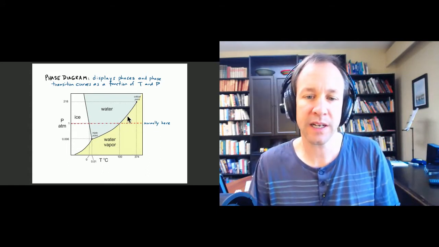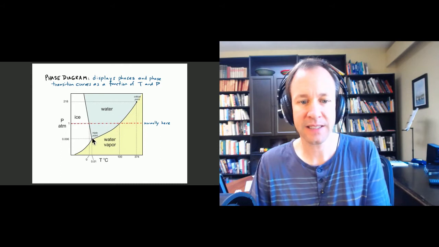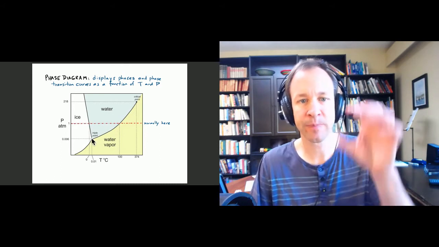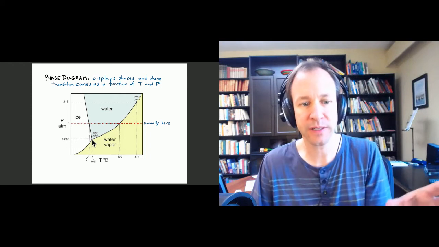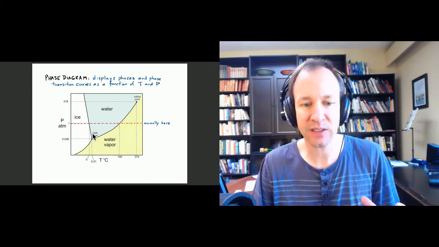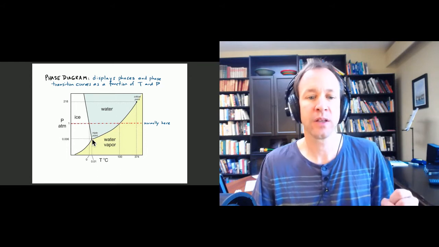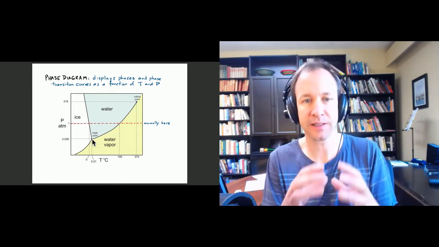We already talked about how if you lower the pressure, the boiling point of water decreases, and at some point it actually coincides with the freezing point of water. And so there's this special pressure, 0.006 times atmospheric pressure, and a special temperature of 0.01 degrees Celsius, where water, ice, and steam can all exist in equilibrium.